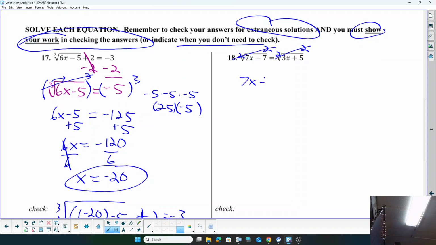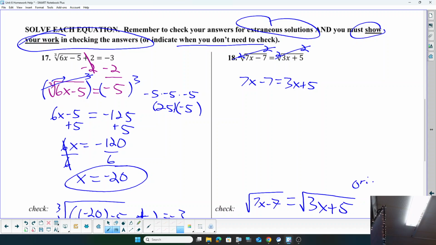So we have 7x minus 7. But you know what I'm going to do is we're going to want to check our answers. So I'm going to write that original problem down here, without the squaring part, right? The squaring part could mess it up. You could think it's the solution when really it's not. So make sure that you plug it into the original when you're checking.